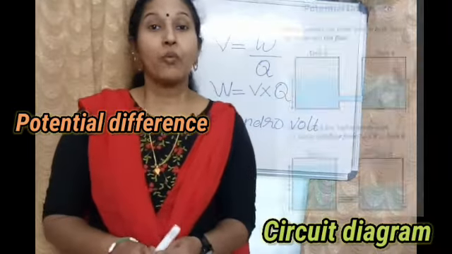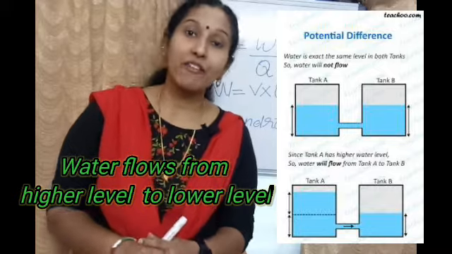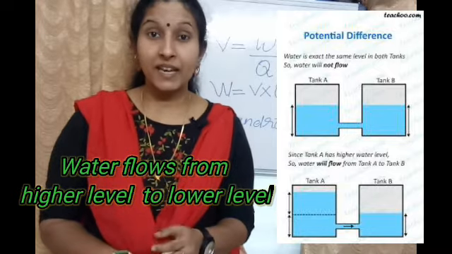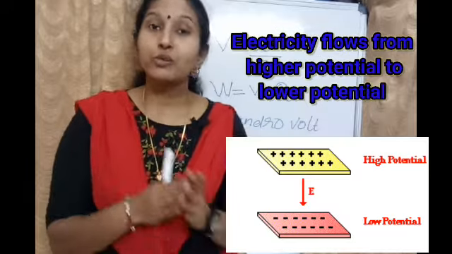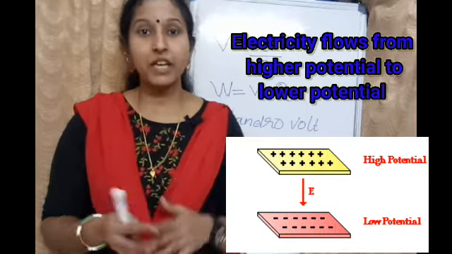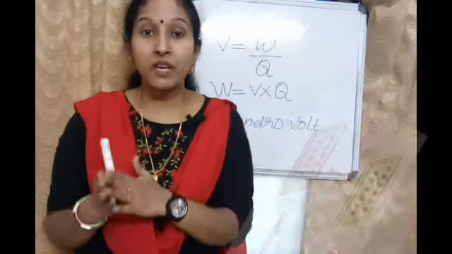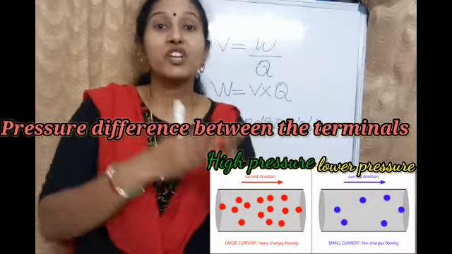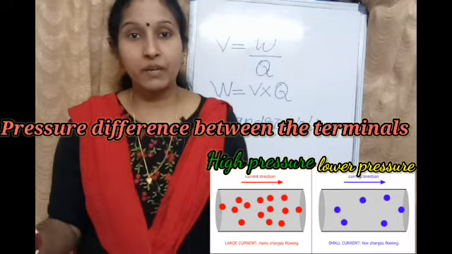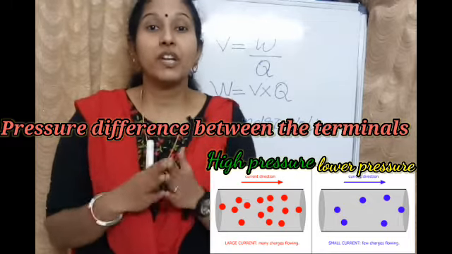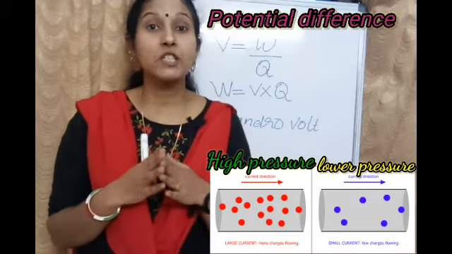As you know, water flows from higher level to lower level. Just like that, electricity also flows from higher potential to lower potential, which means there should be a pressure difference between the terminals. This pressure difference is potential difference. What does pressure difference mean?